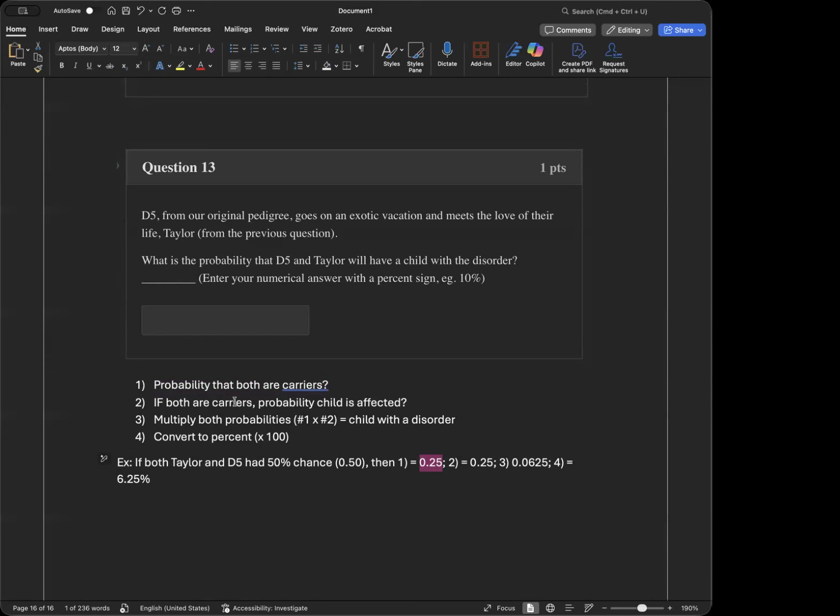And now, if they both are carriers, the probability that a child is affected will be 0.25 because you have a 1/2 chance times a 1/2 chance. So that comes out to 1/4 chance. So for number three, we are going to multiply both of these probabilities. So we have 0.25 times 0.25, and that will give us our decimal answer of the likelihood of having a child with a disorder. To convert it into a percentage, all we have to do is multiply this number by 100 and stick a percent sign on the end.